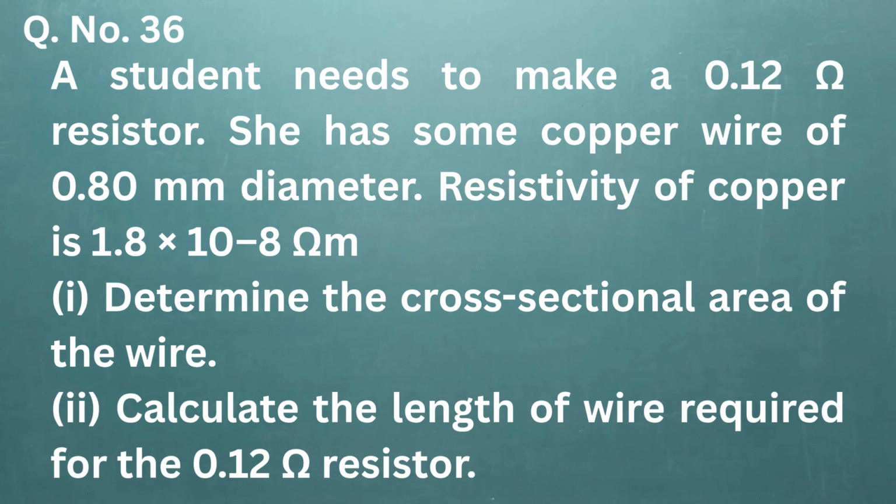Question number 36. A student needs to make a 0.12 ohm resistor. She has some copper wire of 0.80 mm diameter. Resistivity of the copper is 1.8 into 10⁻⁸ ohm meter. First, determine the cross-sectional area of the wire. Second, calculate the length of wire required for the 0.12 ohm resistor.